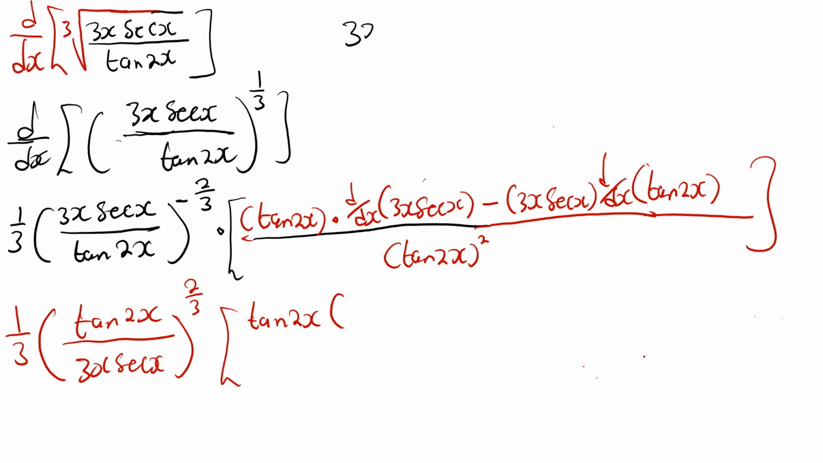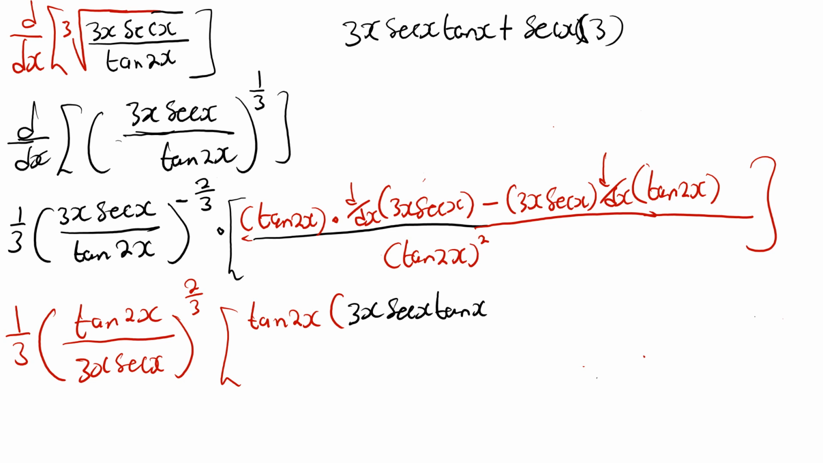We can keep 3x and then we differentiate sec x. If we differentiate sec x, we are going to get sec x tan x, plus, in this case we keep sec x and differentiate the first function, which is 3x, so it's going to give us 3. So let's come and write it here. We are going to have 3x sec x tan x plus 3 sec x, then minus, here we are having 3x sec x.